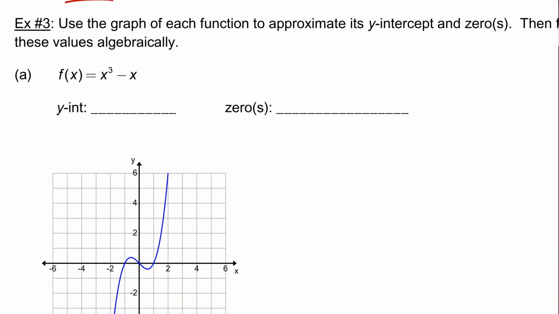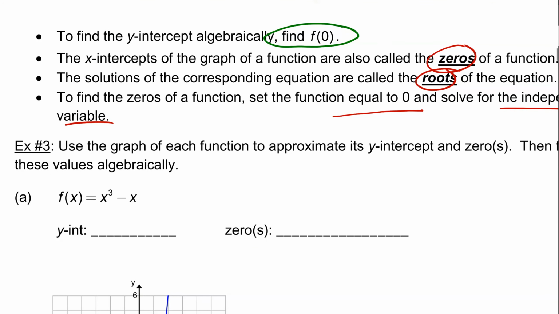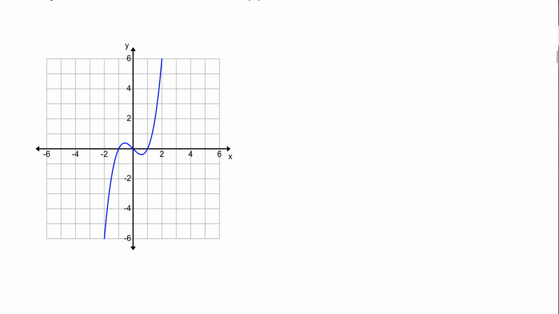Okay, use the graph of each equation to approximate its y-intercept and zeros. Remember, zeros are the x-intercepts. Then find these values algebraically. First, let's find the y-intercept. I did it in green. What is the y-intercept? 0.